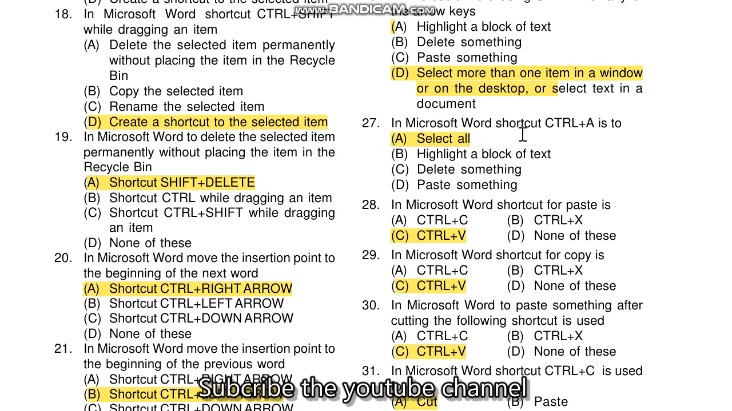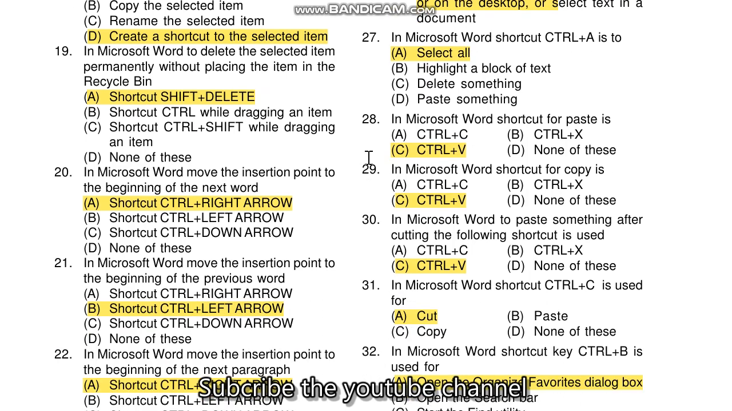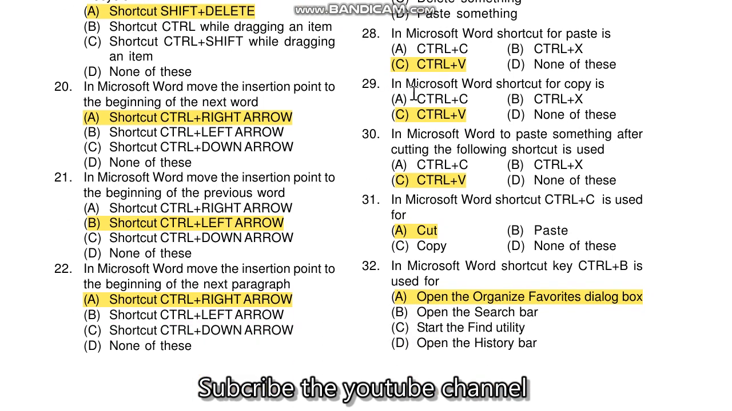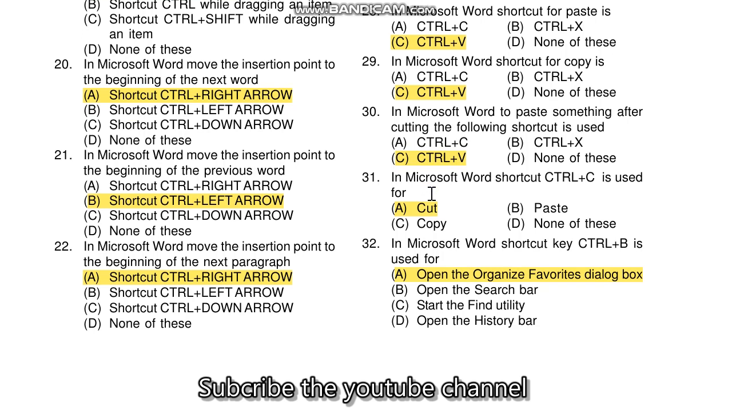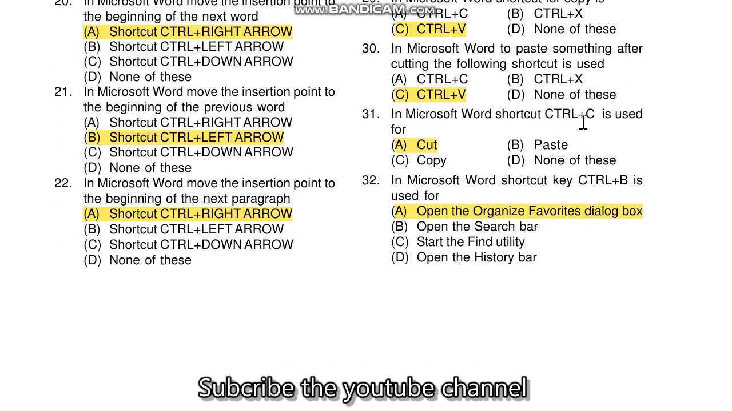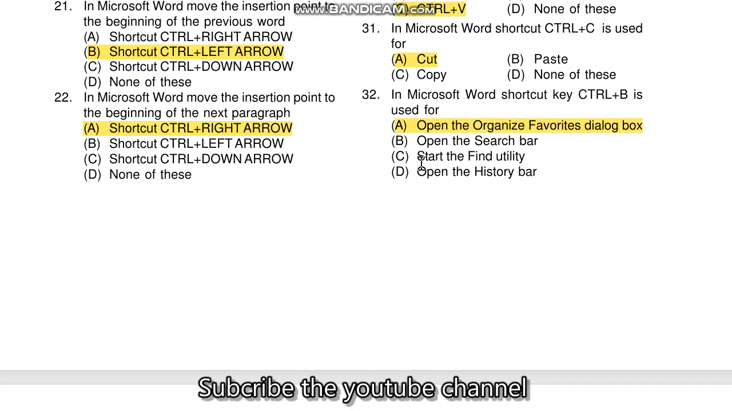Question number 27: in Microsoft Word, shortcut Ctrl+A is select all. Question number 28: in Microsoft Word, the shortcut for paste is Ctrl+P. Question 29: in Microsoft Word, the shortcut for copy is Ctrl+C. In Microsoft Word, to paste something after cutting, the shortcut used is Ctrl+V. In Microsoft Word, shortcut Ctrl+C is used for copy. In Microsoft Word, shortcut key Ctrl+B is to bold the document.